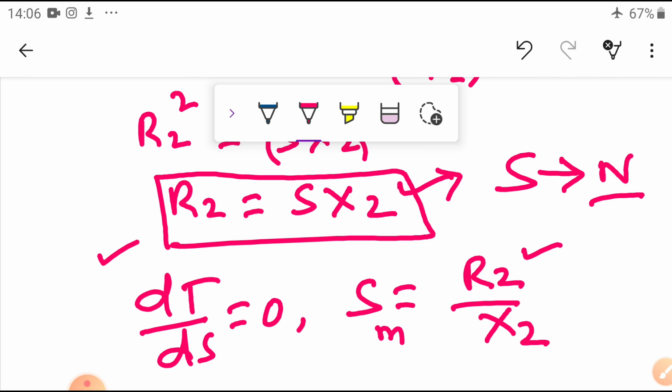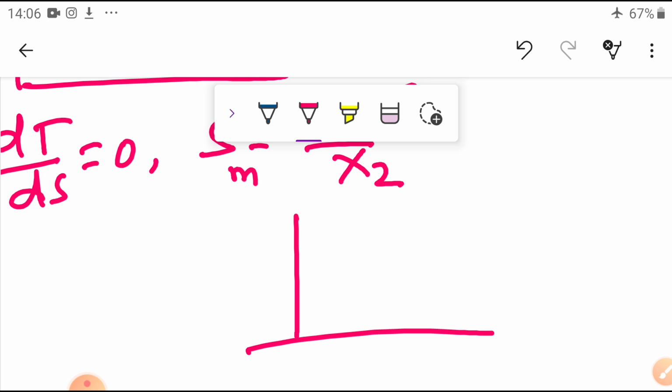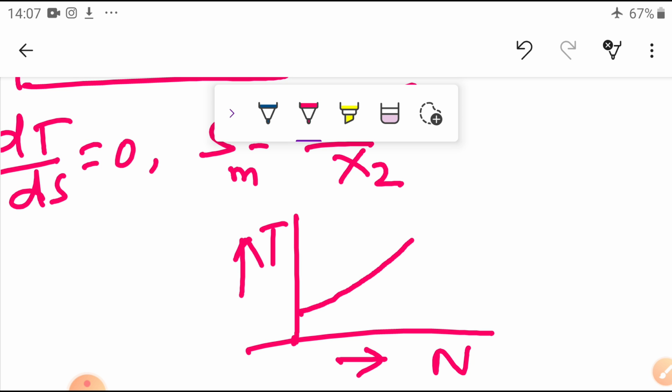Okay, in the previous part we have seen the speed versus torque graph. You can see that graph: this is torque, and this is speed, N. At starting, the rotor speed is 0, and initially it has some torque, then it slowly increases, and at one stage it becomes the maximum. This is the maximum torque, T max.